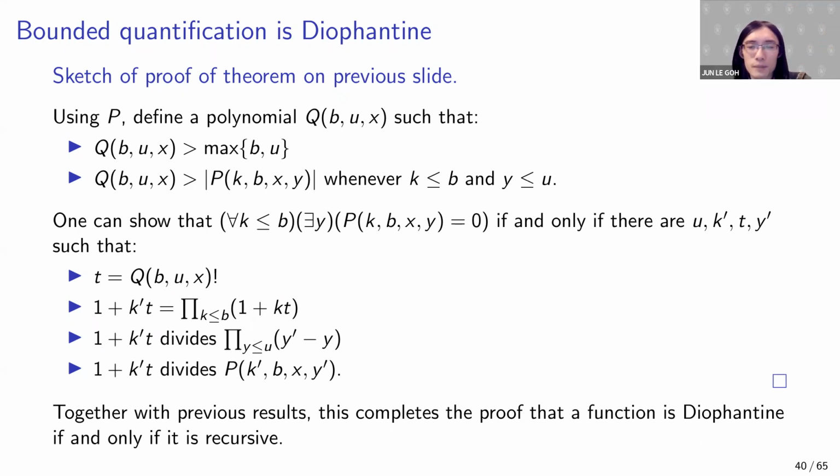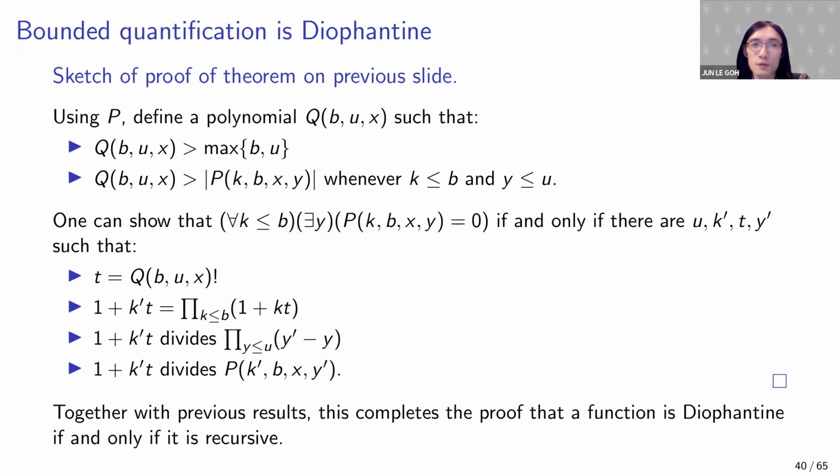Once we have this q, this q can always be defined. This is something that you might be asked to do in an analysis class. Once we have that, then we can give this definition as follows. For all k less than or equal to b, there is some y such that p of kb xy is 0, if and only if there are these variables such that these conditions hold. And as I said, I'm not going to talk about it, but in order to prove this equivalence, the observations on the previous slide are going to be useful.